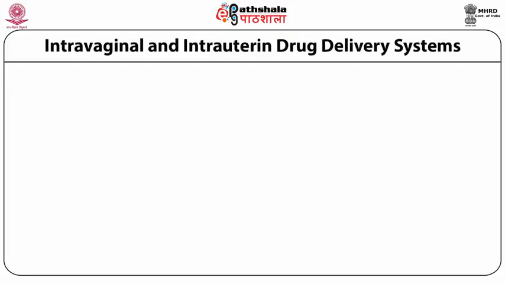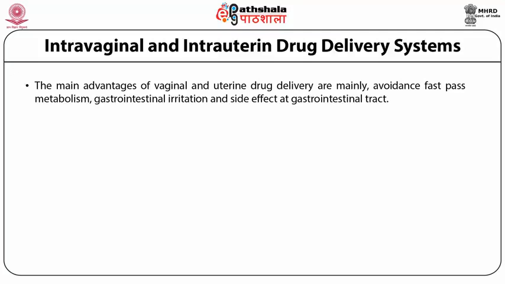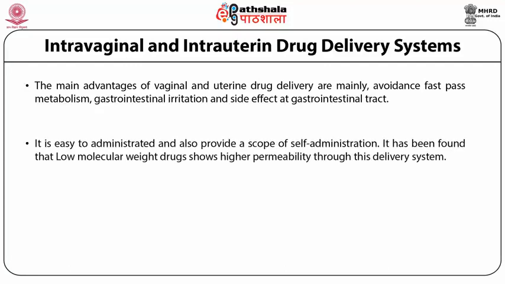One of the other areas which is very often used for controlled drug delivery is the intravaginal and the intrauterine routes. The main advantages of vaginal and uterine drug delivery are mainly the avoidance of fast-paced metabolism, and gastrointestinal irritation and side effects at the gastrointestinal tract are circumvented. It is easy to administer and also provides a scope of self-administration. It has been found that low molecular weight drugs show higher permeability through this delivery system.